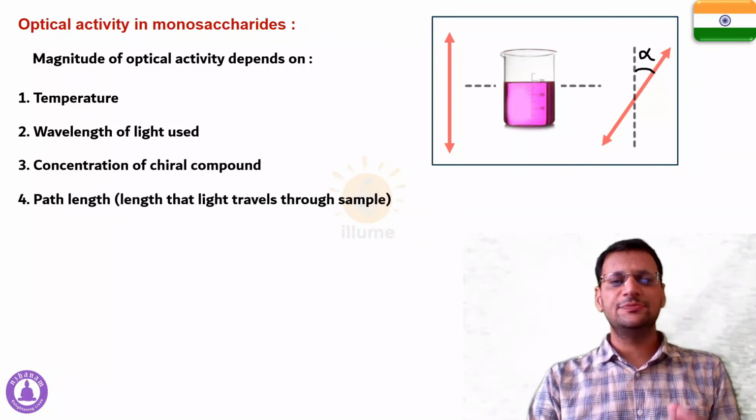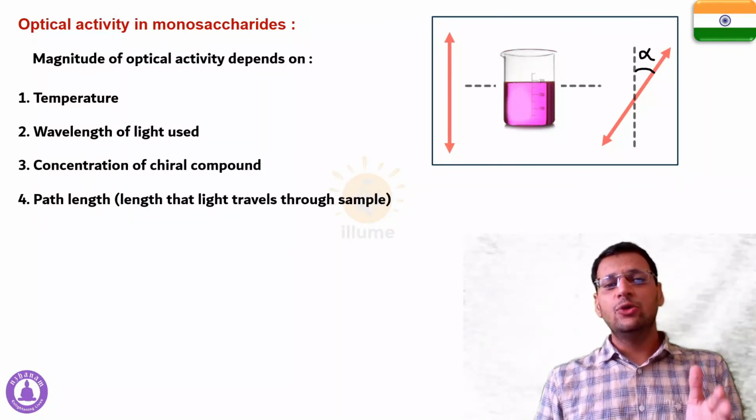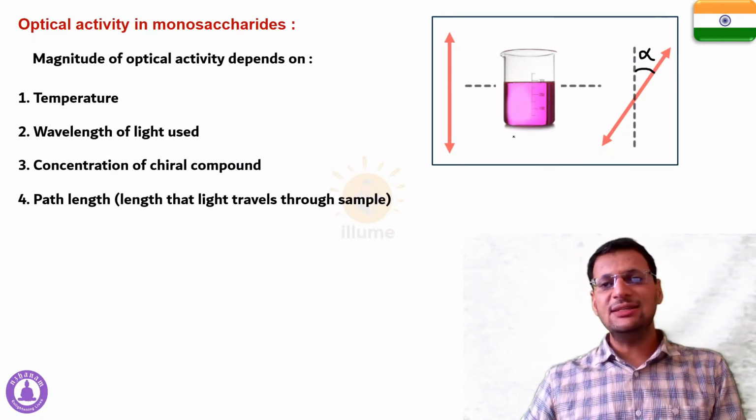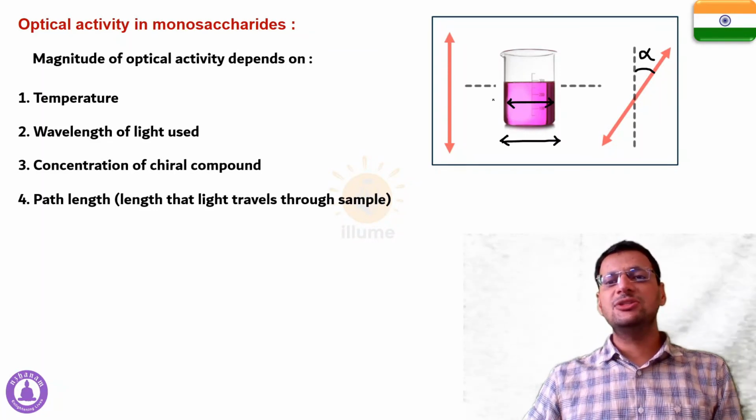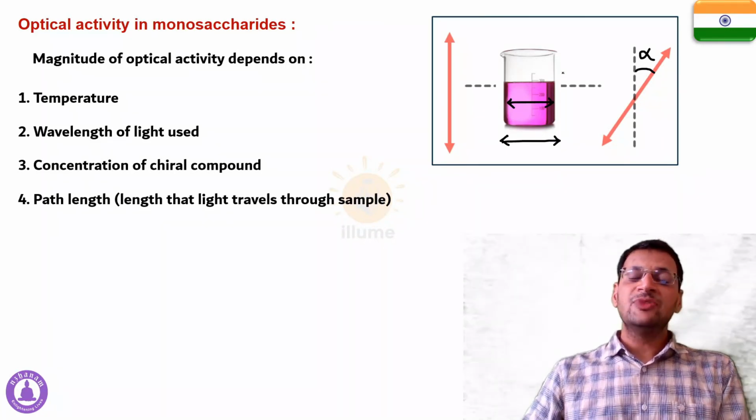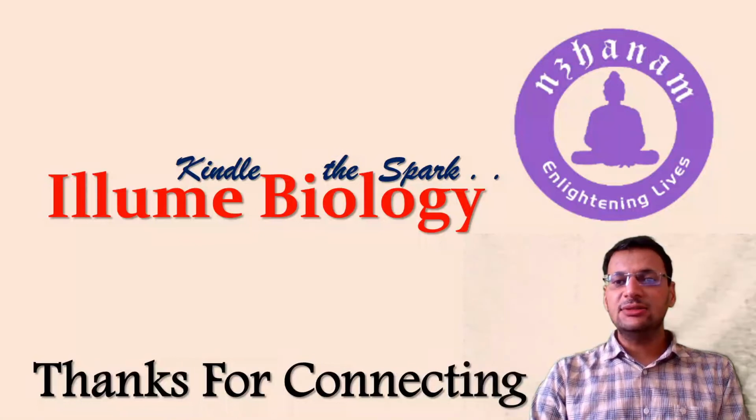What is path length? It is that length through which light travels through the sample. In this case, this is the path length because this is the length of the sample through which the light will travel. So this alpha will also depend on this path length.